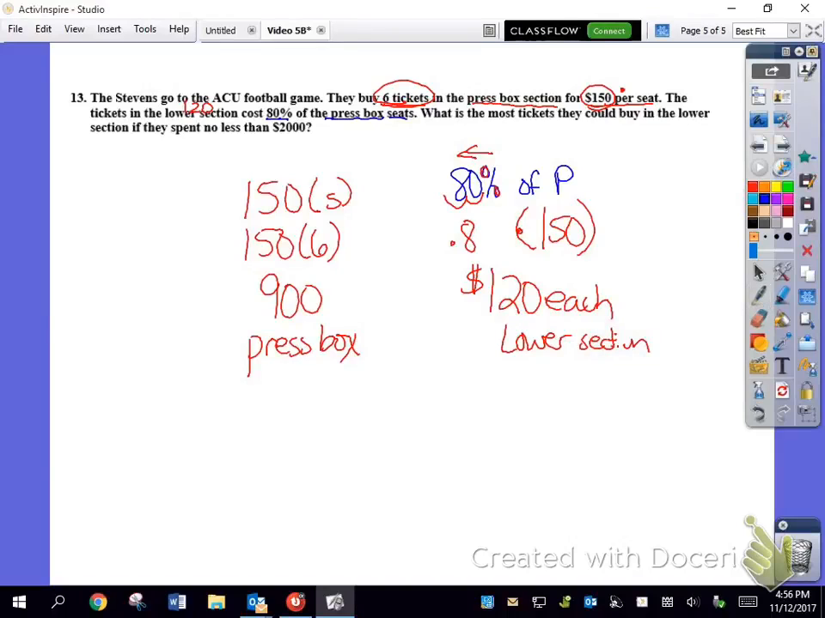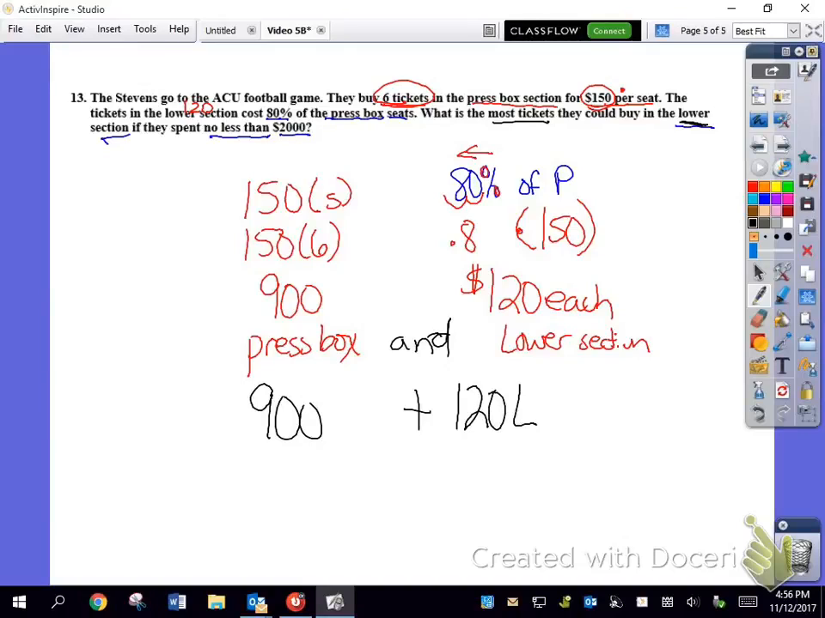Okay? Now, what is the most tickets they could buy in the lower section if they spend no less than $2,000? Okay, so let's look at this. So they are spending a total. They're getting the press box, which was $900, and they're getting the lower section. So that's plus the lower section, and it says what's the most tickets they could get in the lower section. So I want to find out 120 times, let's use L for lower section.